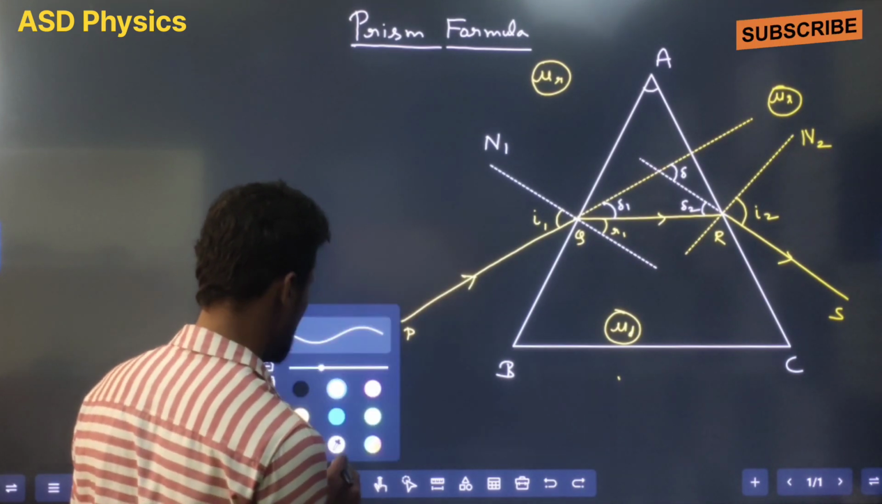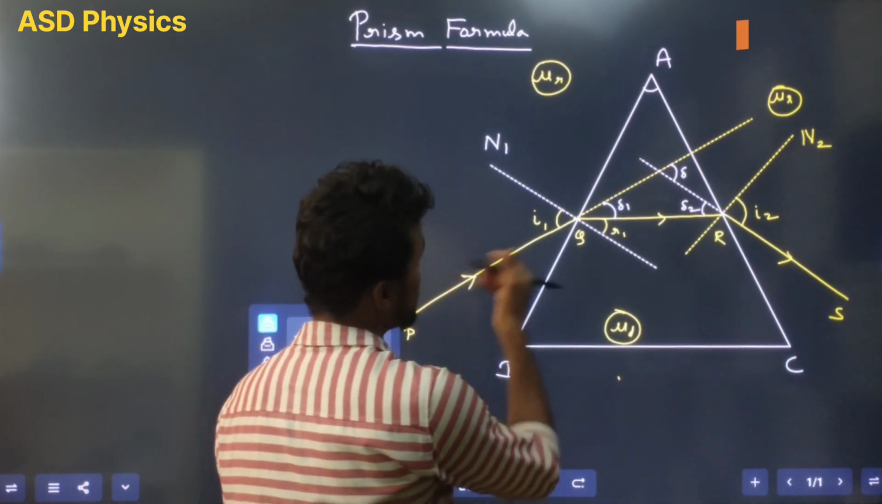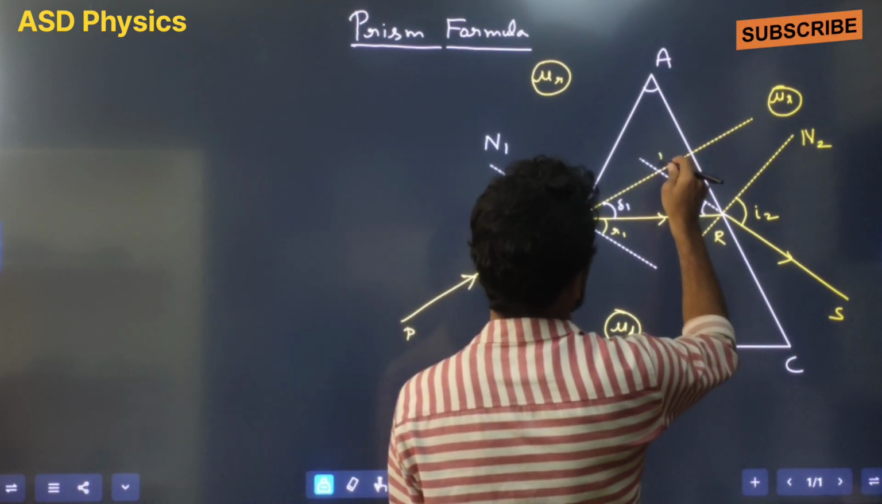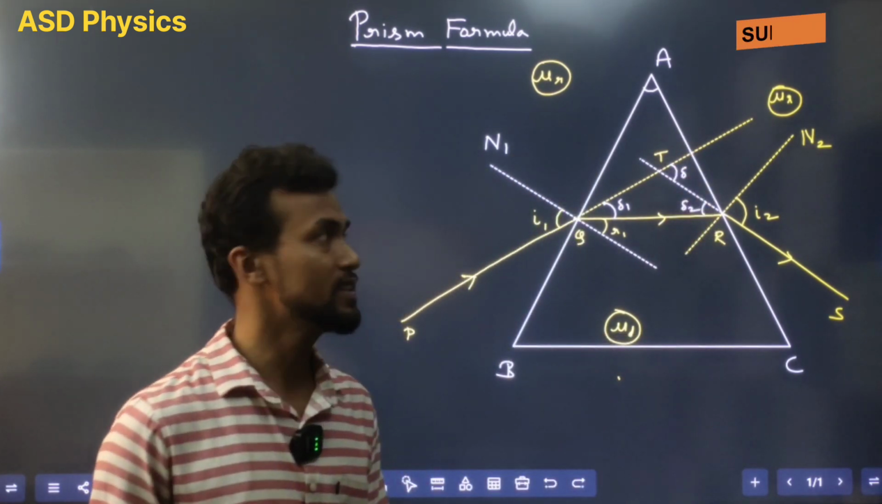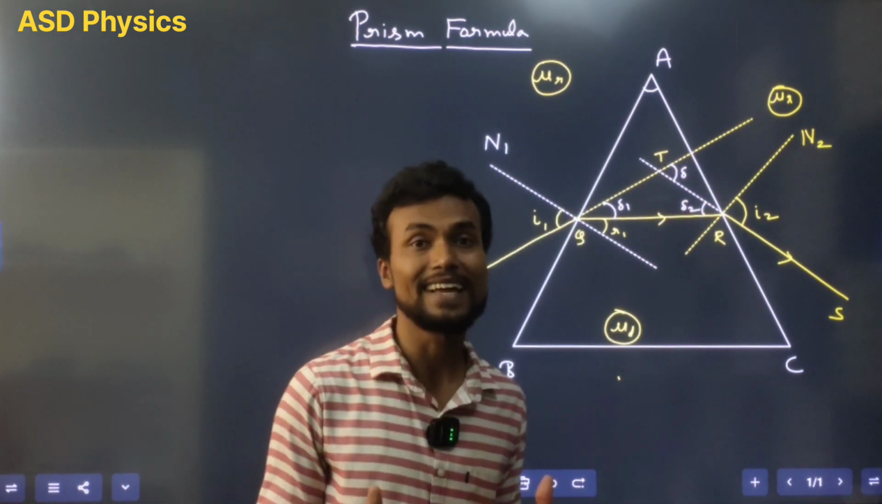So this angle will be the total angle of deviation. Okay, and just let me write the names here. So this is PQRS. This I am calling T. Now this name I have taken here, T. So now I hope, students, this diagram is very clear to you.